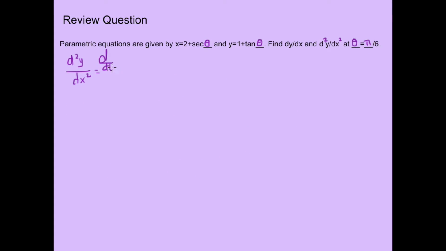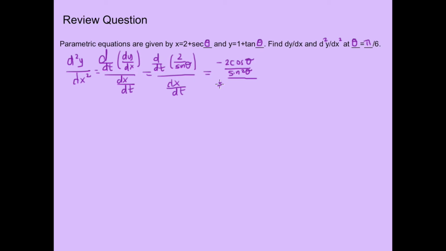Now using the formula of the second derivative, we know that if we find d over dt of the first derivative, all over dx over dt, we'll get the second derivative. So we take what we got in the last problem, multiply that by d over dt, and put it all over dx over dt. And here's what you get.